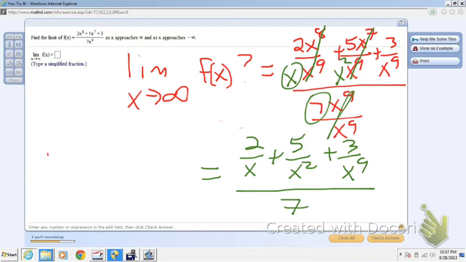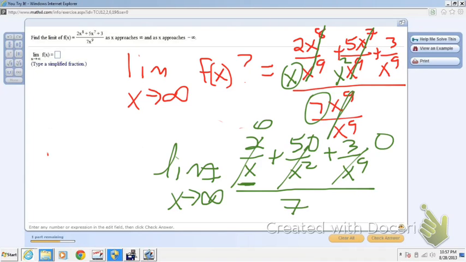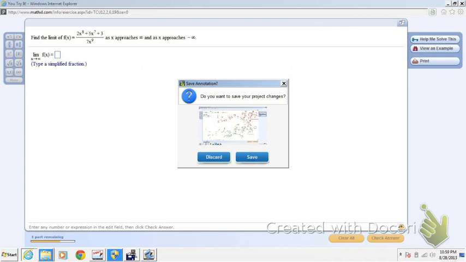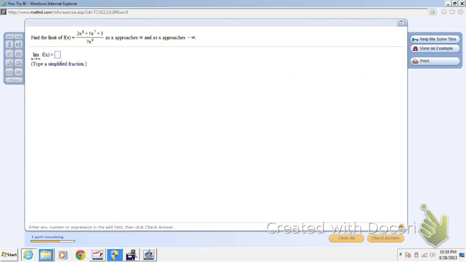But the thing is, the limit as x approaches infinity, if I put a large number in there, that's going to go to 0. Large number in there, that's going to go to 0. Large number in there, that's going to go to 0. So I'm basically ending up with 0 over 7, which is 0. And that's what we were saying. When the power in the denominator dominates like that, there's a horizontal asymptote at y equals 0. So we'll put 0 here.